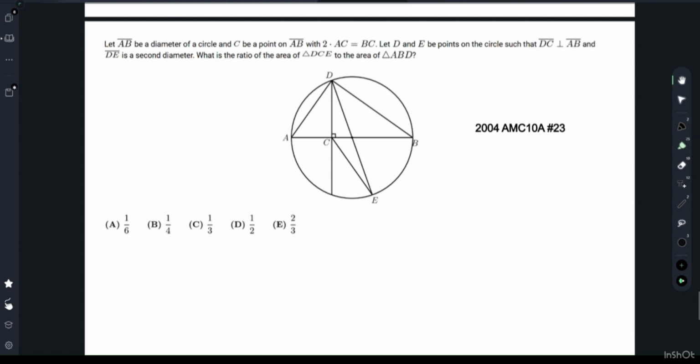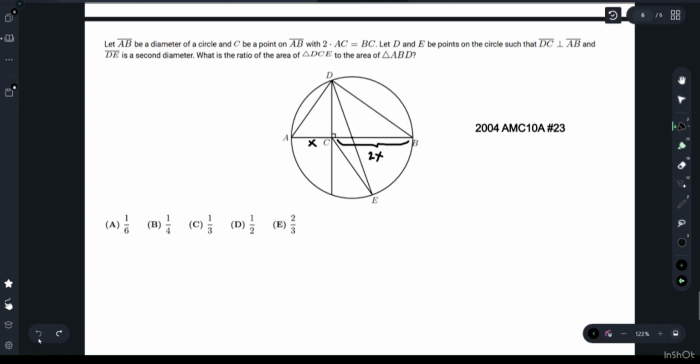Well, let's set some values as variables. So let's set AC here as x. So we have this as x. Then we know that BC, this, would be 2x. So we know the total diameter of the circle, this whole thing right here, from AB is 3x.